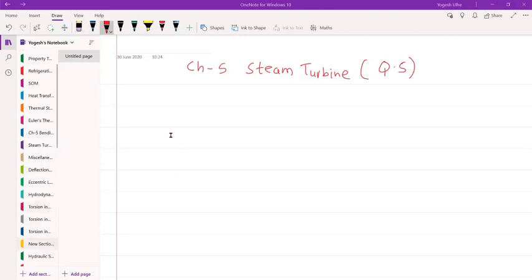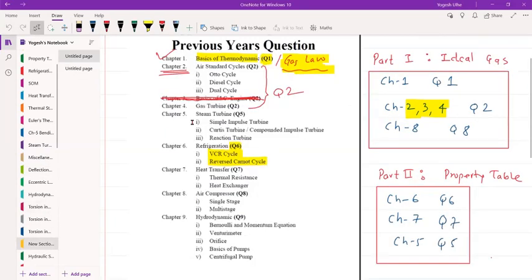Now guys, see, chapter 5 consists of 3 parts. First part is simple impulse turbine. Second, Curtis or compound impulse turbine. And third one is reaction turbine. These 3 things we are going to study now.